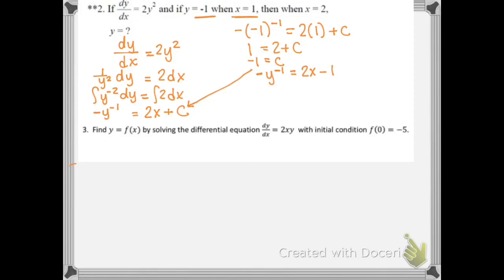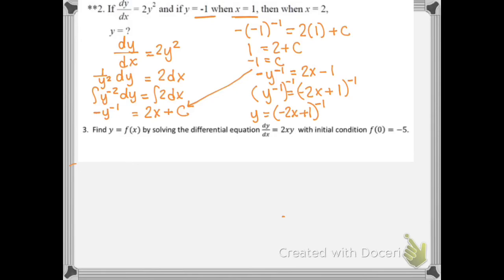So when we solve, we do PEMDAS backwards. So I'm going to get rid of that negative in front. I'm doing the multiplying and dividing first before I do the exponent because I'm doing PEMDAS backwards. So dividing by that negative. And then lastly, to get rid of that power of negative 1, I'm raising both sides to the negative 1 power. And so y is going to equal negative 2x plus 1 to the negative 1 power.